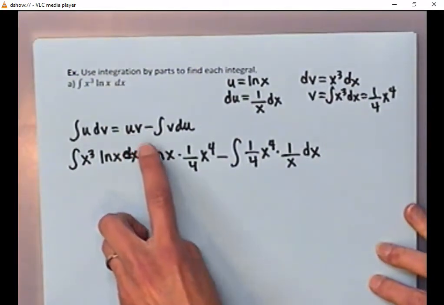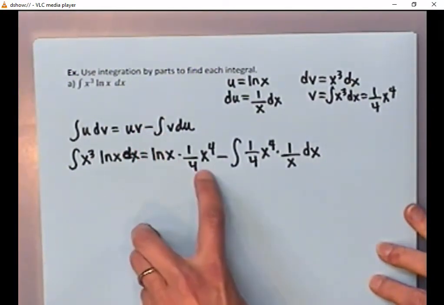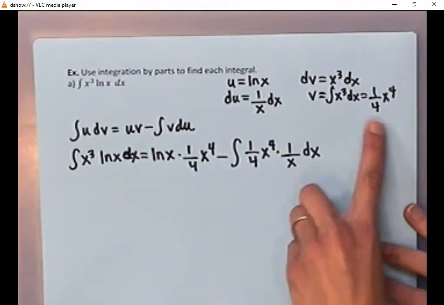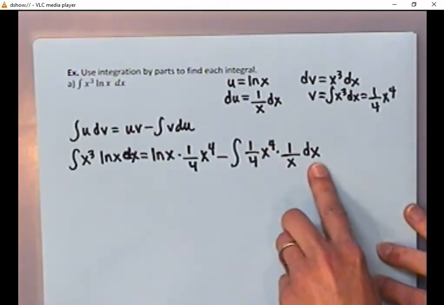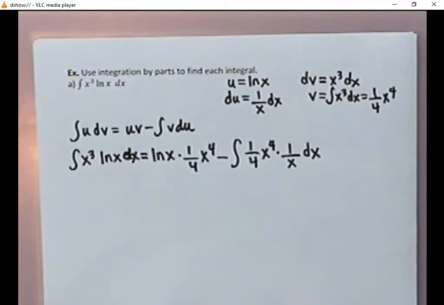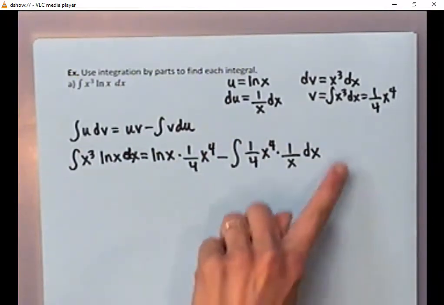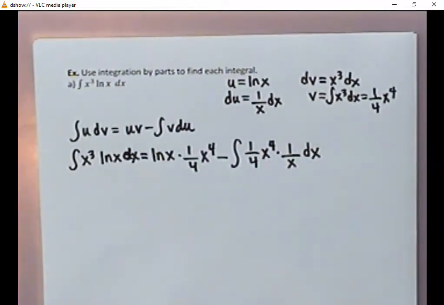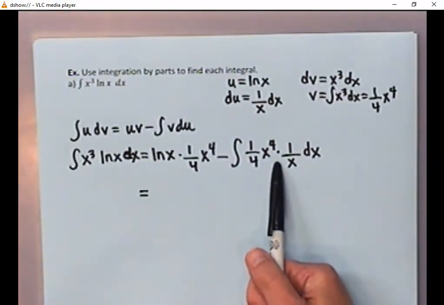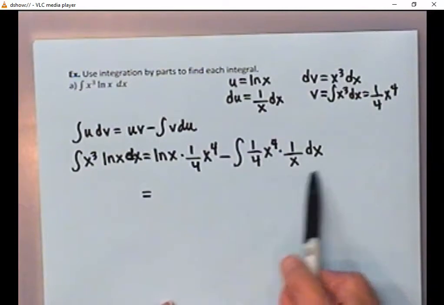Okay, so you got it so far. I put in u, I put in v, minus the integral of v, 1/4 x to the 4th, and the du here is 1 over x dx. Okay, are we done? No. You've got to integrate this, right? Can I integrate this? Yeah, probably not like this, but isn't there a bit of simplifying I could do here?